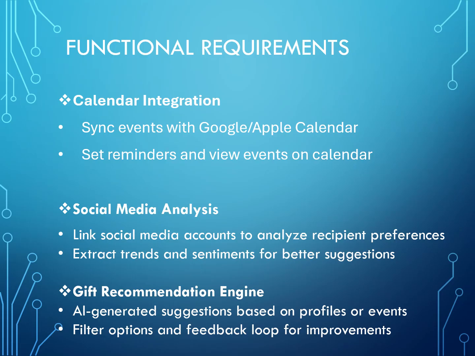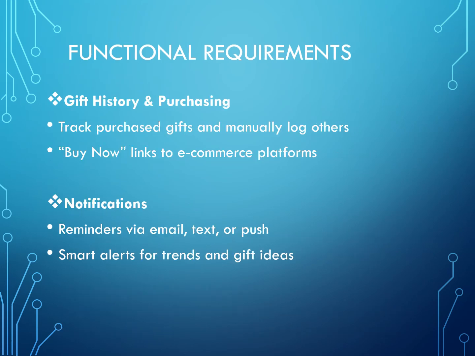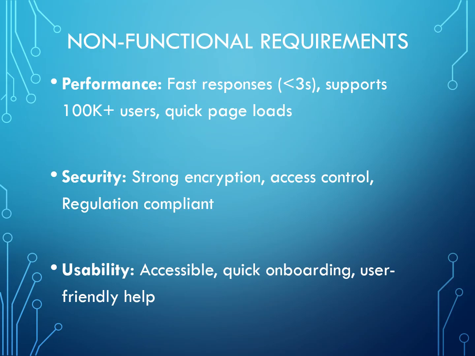You have the gift recommendation engine: AI generated suggestions based on profile or events, filter options and a feedback loop for improvements. We have gift history and purchasing: track purchased gifts and manually log others. There's a buy now link for e-commerce platforms. Notifications, which are the reminders via email, text, or push notification. Smart alerts for trends and gift ideas.